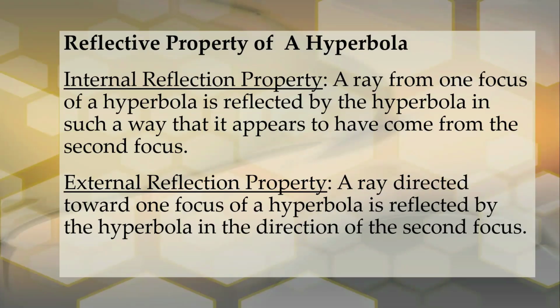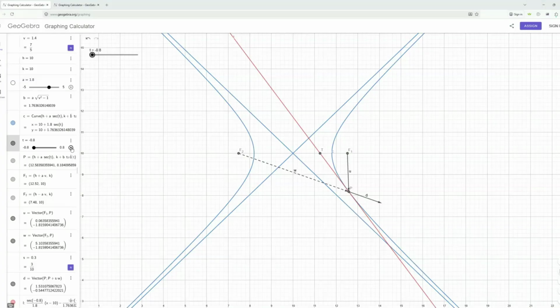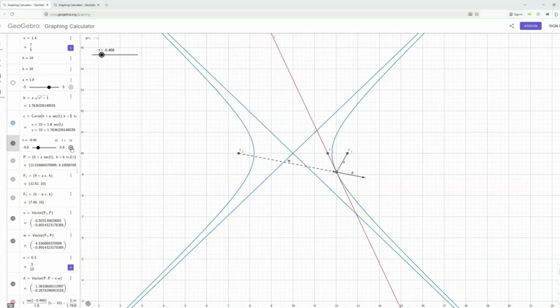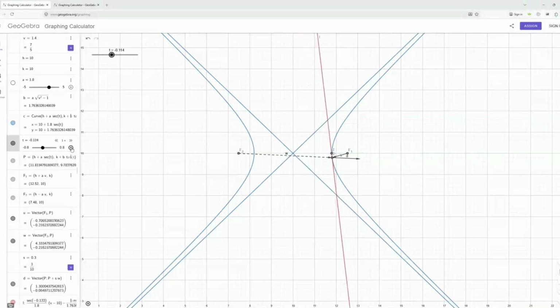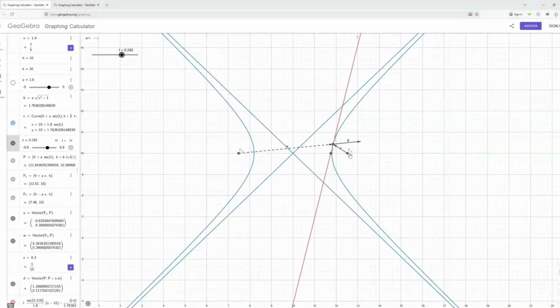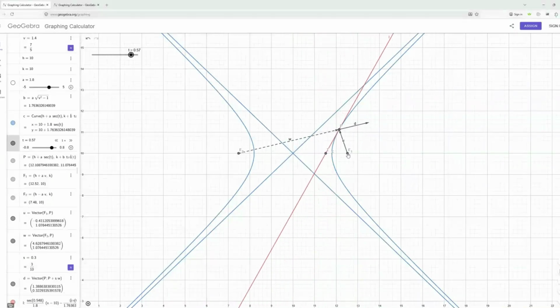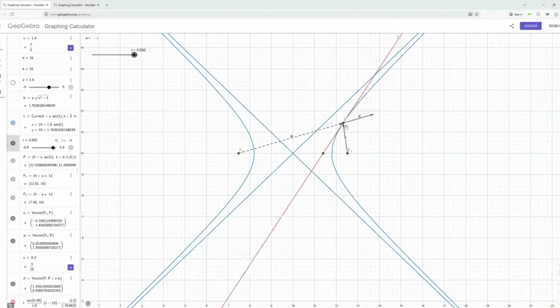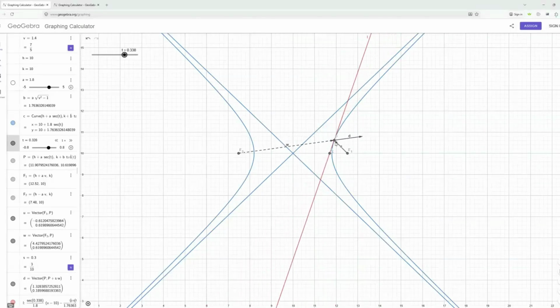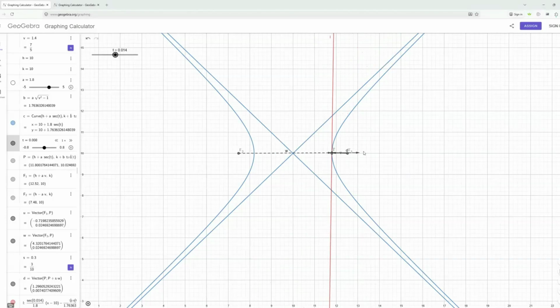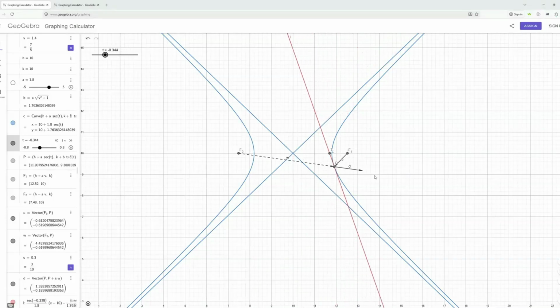The external reflection property states that a ray directed towards one focus of a hyperbola is reflected by the hyperbola in the direction of the second focus. So let's look at these properties in action. The internal reflection property is that a ray that originates from the first focus is reflected by the hyperbola in such a way that it appears to have come from the second focus.